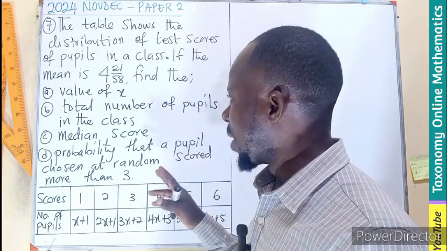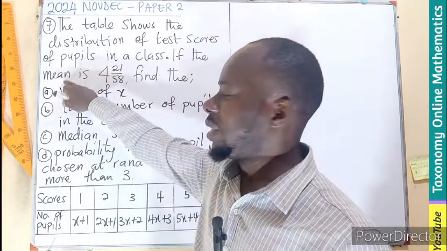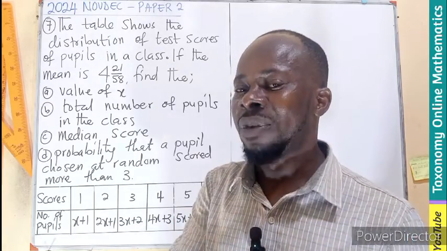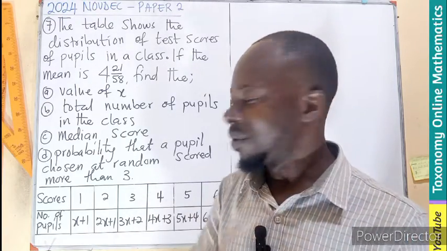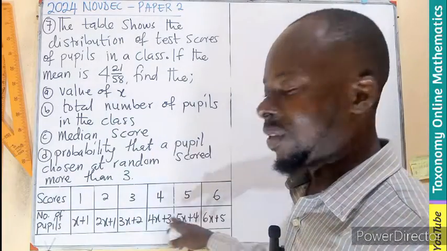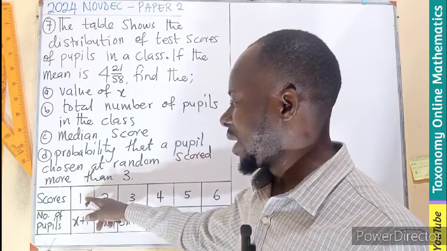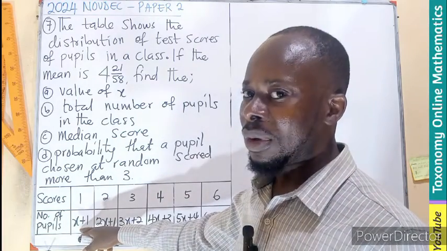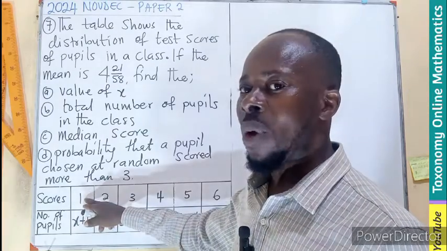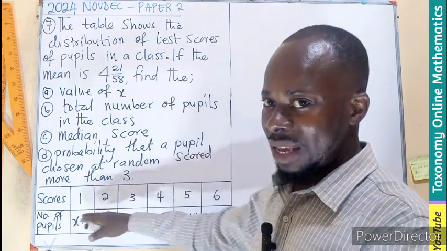Now, in order to work with this table, where the word mean is mentioned, it means we need the sigma fx and the sigma f. The sigma f is just the summation of the total frequency. This is the frequency at which the marks are recorded, meaning 1 mark is recorded by this number of people. Assuming I know the x to be 1, it means there are 2 people scoring 1. Then here there are 3 people scoring 2. That gives you the frequency.